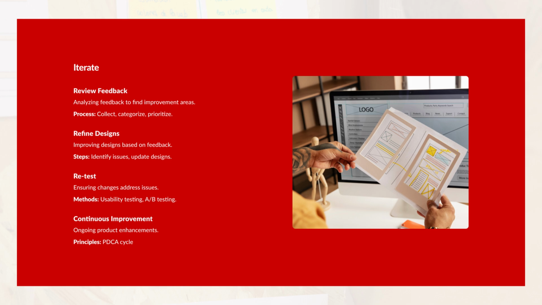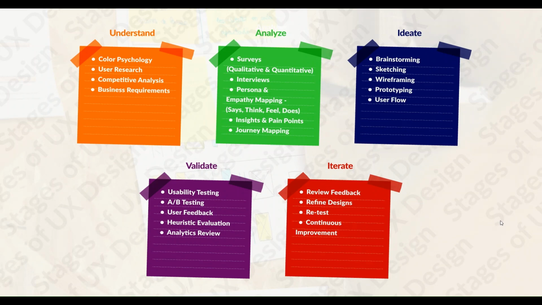This cycle, understanding, analyzing, ideating, validating, and iterating, forms the backbone of a successful UX design. It's not a one-time process, it's ongoing, ensuring your product keeps improving over time.